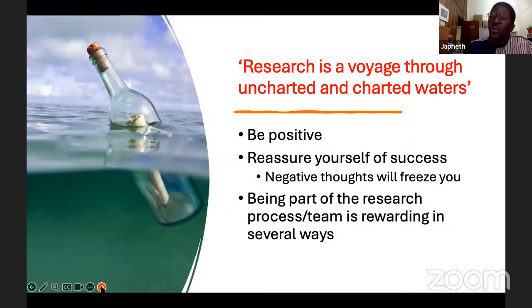Then I would want to, like I said, give two general quotes before zooming in on what the requirements are. The first quote says that research is a voyage through uncharted and charted waters. Of course, this also explains my initial definition of research. Some of the things are already done, and you may be able to refine the methods to come out with new outcomes. On this slide, you have a bottle with a cork on it, and this bottle is floating on waters.